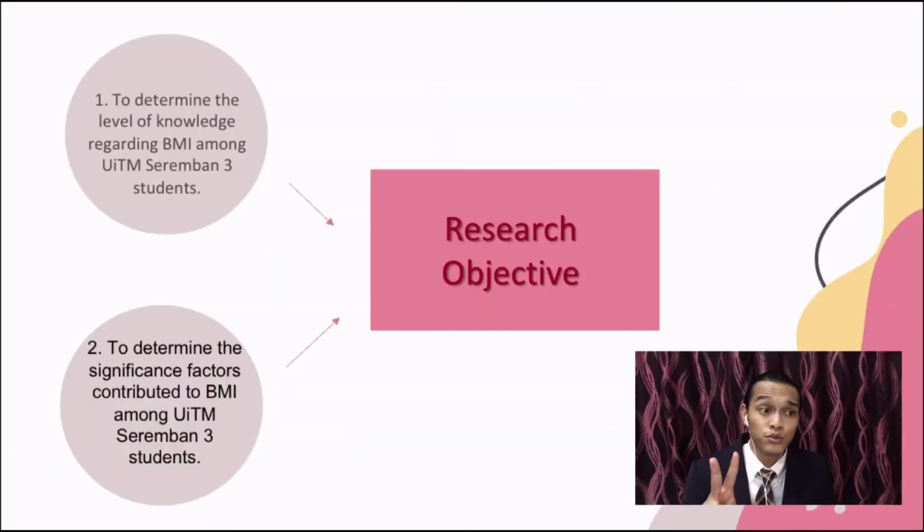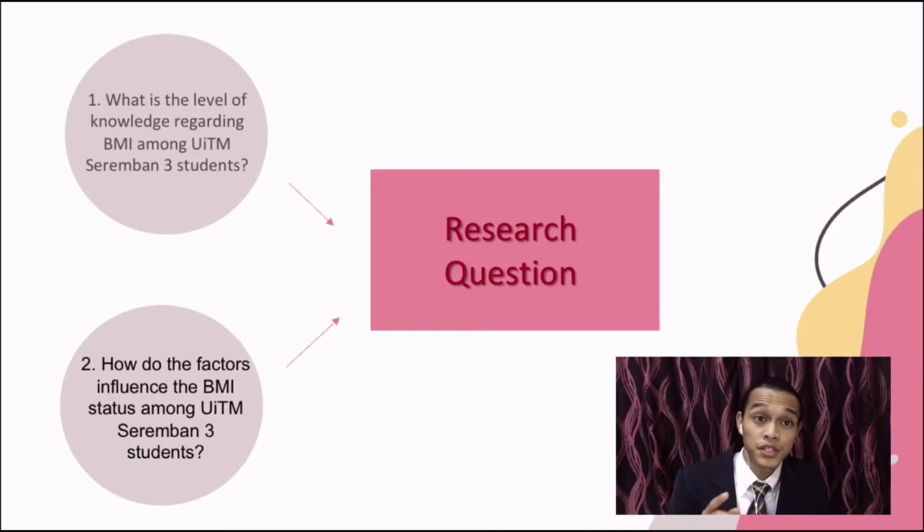There are two research objectives for this study. The first is to determine the level of knowledge regarding BMI among UiTM Seremban 3 students, and the second is to determine the significant factors contributing to BMI among UiTM Seremban 3 students. We also have two research questions. The first is what is the level of knowledge regarding BMI among UiTM Seremban 3 students. The second is how do the factors influence the BMI status among UiTM Seremban 3 students.